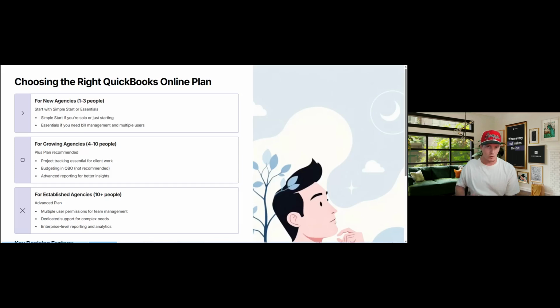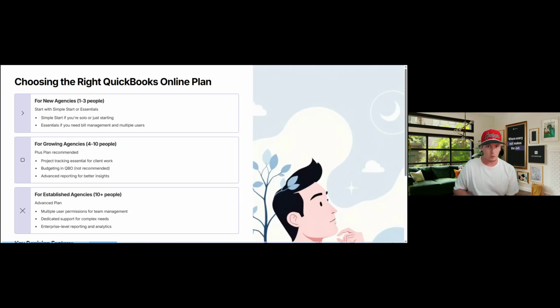So choosing the right one is dependent on how many people you want to share this with, how many users you have. For someone that's brand new, I think the Simple Start, the essentials plan, one of the earlier, smaller plans, is probably best. It's easy to get started. It's up to 1 to 3 people. You can also add an accountant, and it doesn't count against the number of users that you have. If you need bill management, then this is the one for you. You can still send invoices, and you can plan out your bills. So if you're brand new and just getting started, I think this is the perfect one for you.